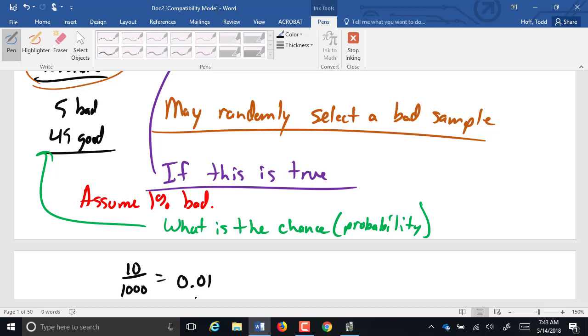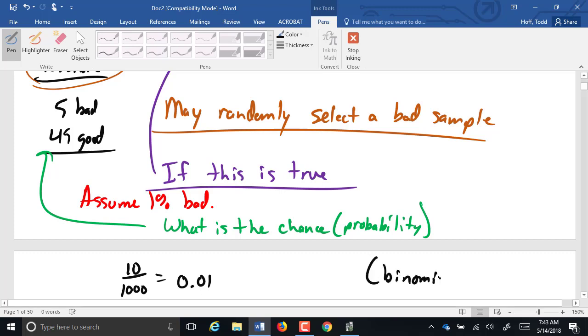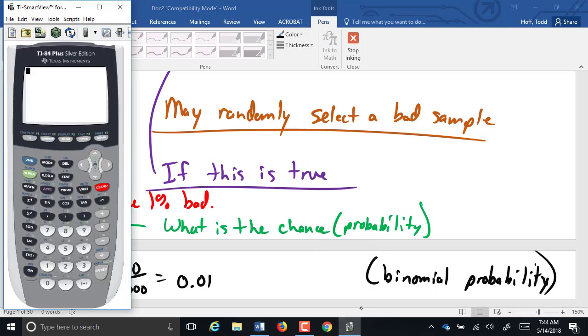So the probability of selecting 5 out of 50, again, that's a complex probability. If we had another week or so, we would get into that. That would be considered a binomial probability. So that's a bad part. Let me show you how that would work. I'm just going to use the calculator to do it.